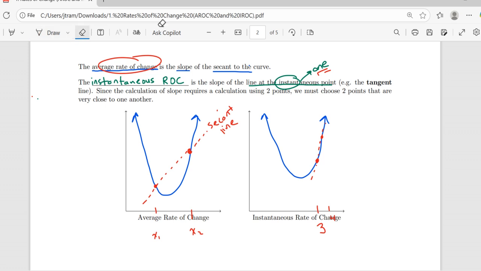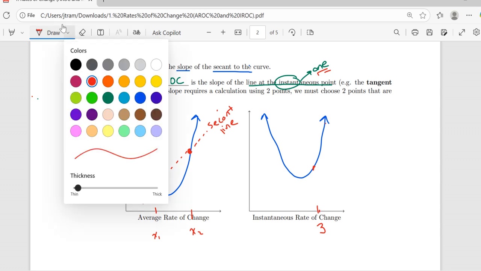Now, if I were to erase that, and say I choose 2 points that are between, say, 3 and 3.5, that is still a secant line because you've got 2 distinct points. So what we want to do is choose 2 points that are very close to one another, to the point where we have 3, and right beside it, like right there, 3.0001.